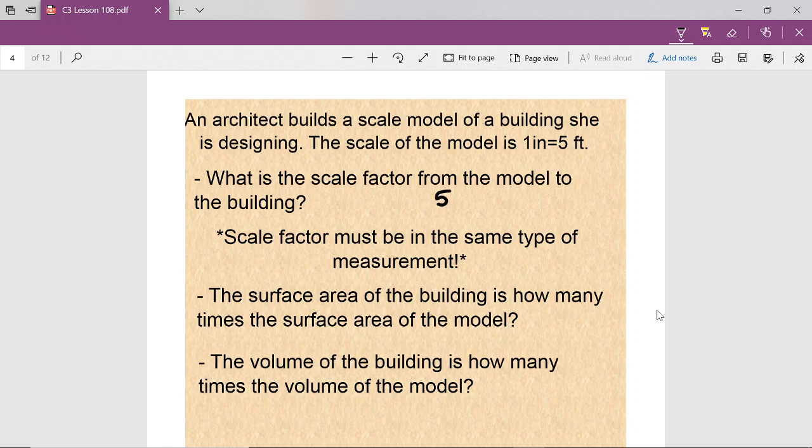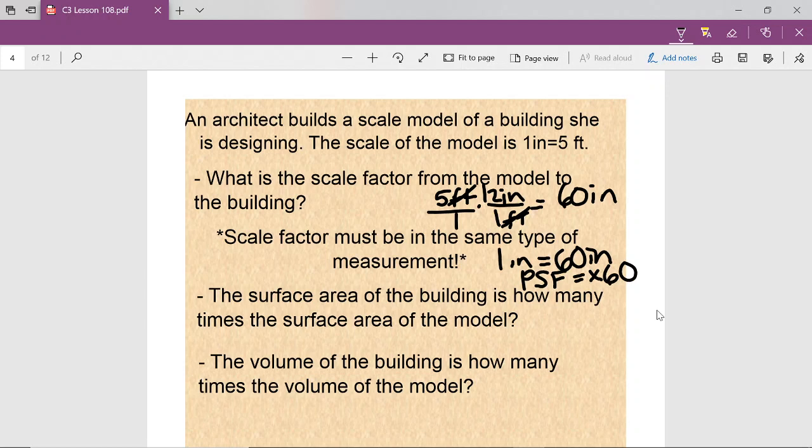We can do that really quick here by saying 5 feet over 1, using our skills from before to get rid of these feet and turn it into inches. Well, 1 foot is 12 inches, so I multiply across and get 60 inches. So I actually have a relationship of 1 inch to 60 inches, meaning my perimeter scale factor, one-dimensional, is times 60. We don't actually have to show that times. We assume that it's there.